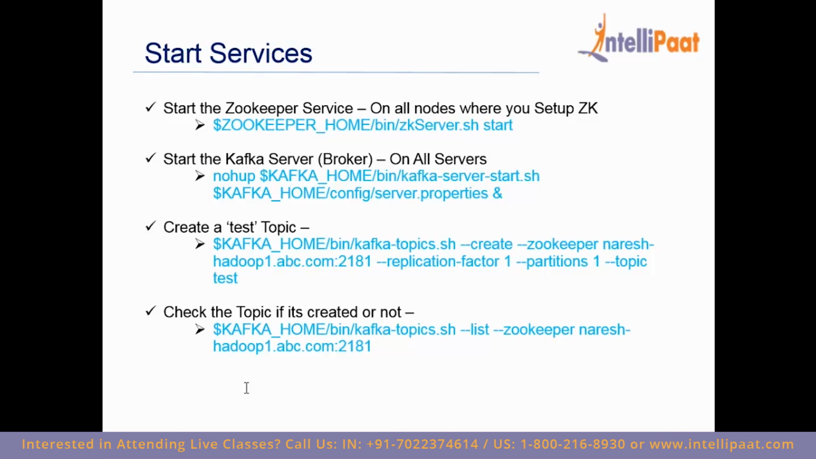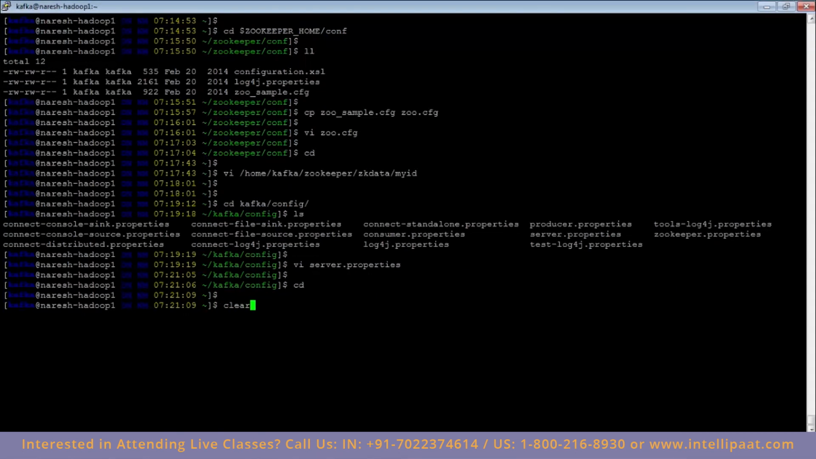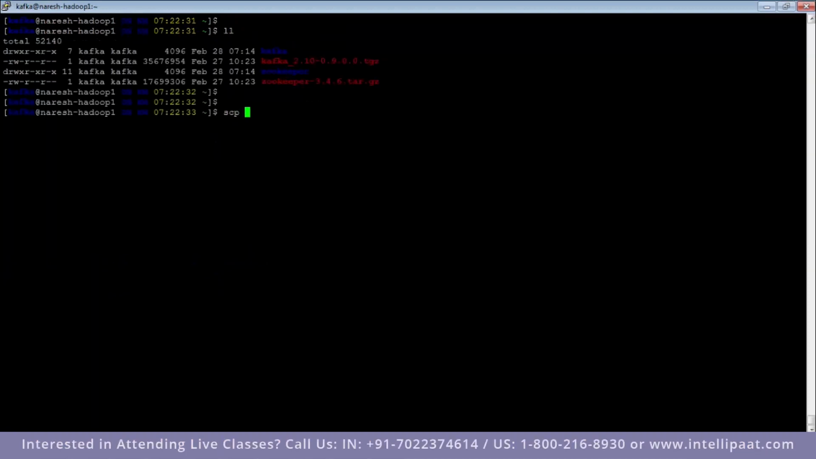Before starting these services, let us make the copy of Kafka and zookeeper that we have done on our first node. We will simply SCP these Kafka and zookeeper directories to node 2nd and node 3rd. Now I'm going to SCP the changes that we have done on this first node to 2nd and 3rd node. First, let me SCP the Kafka directory at 2nd node, that is naresh-hadoop2.abc.com, and I want to copy that to home Kafka directory.